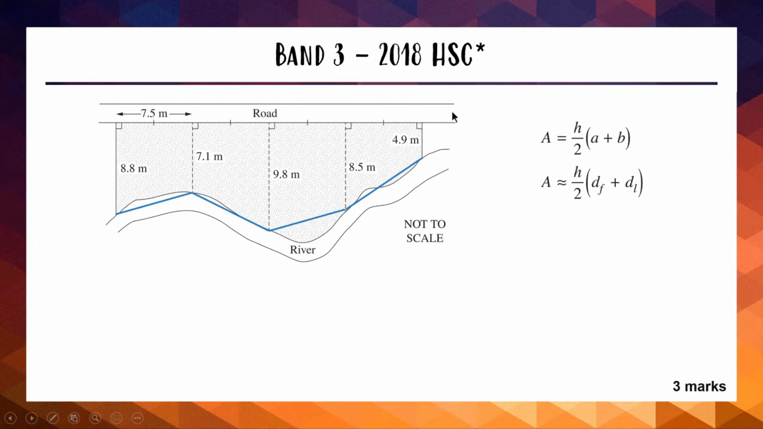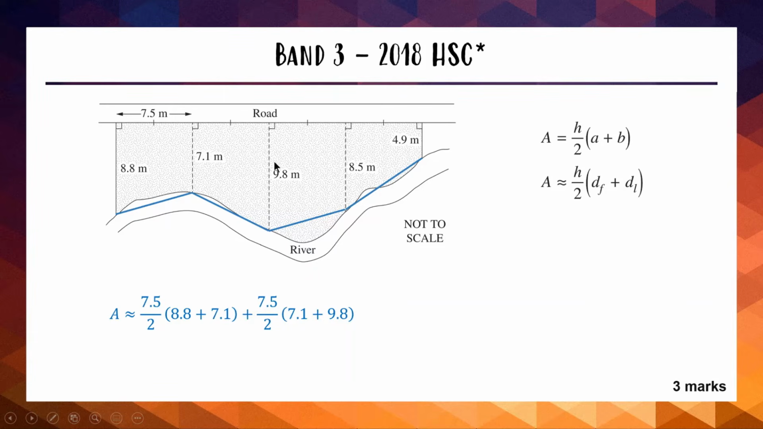H is just how far apart your 2 flat edges are. So H is going to be 7.5 for all 4 of these trapeziums. So here's our first one, our height of 7.5 divided by 2 multiplied by 8.8 and 7.1 plus together. So there's trapezium 1. Here's the next one. The height should always be the same for all your trapeziums when you're using the trapezoidal rule.